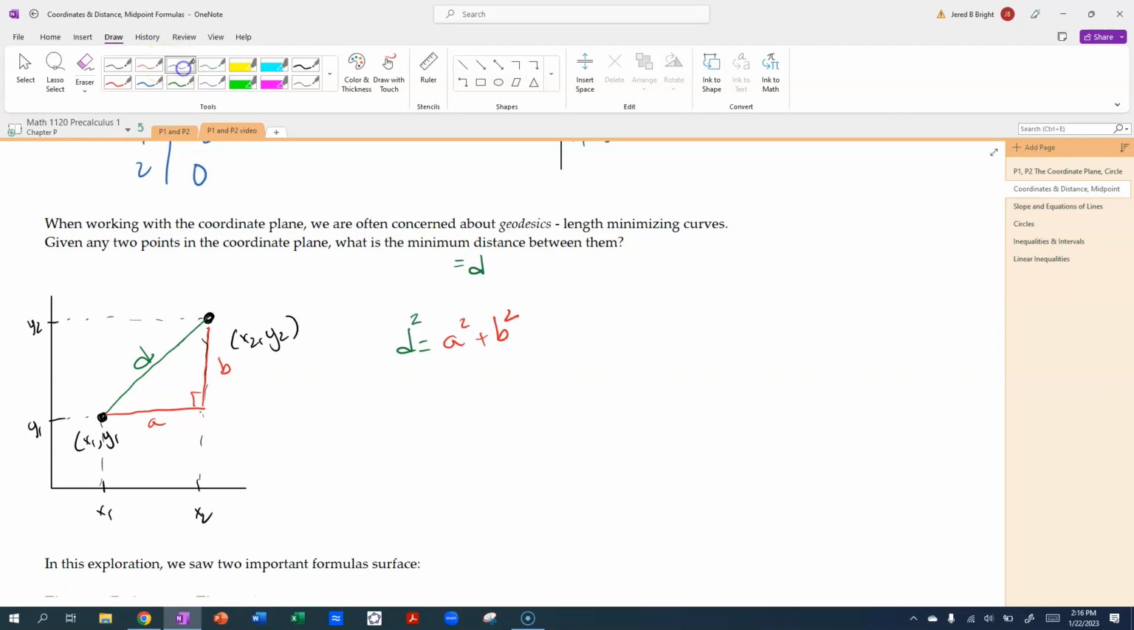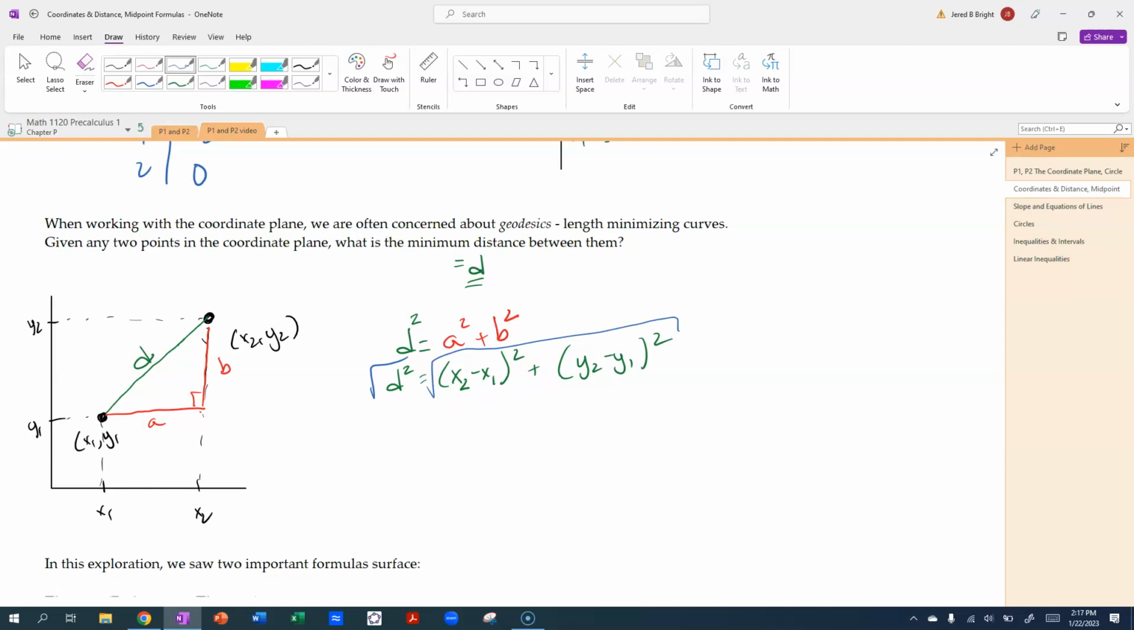Okay, and now specifically, how much is A? Well, A would be the difference in the x's. Okay, so this is x2 minus x1 all squared. That's how much A is. And then B would be the difference in the y's. So y2 minus y1 all squared. And this is still equal to d squared, okay? Notice though that I just want d, I don't want the squared. So what do I have to do? I have to introduce a square root, okay?